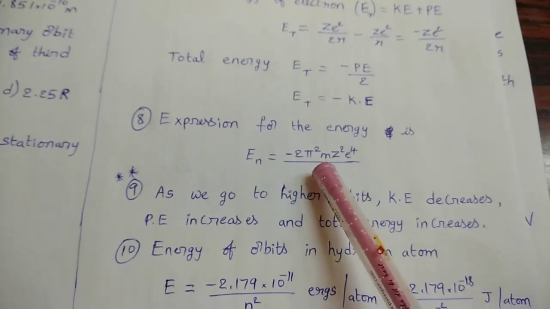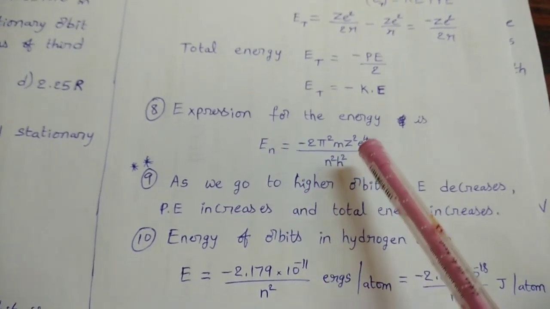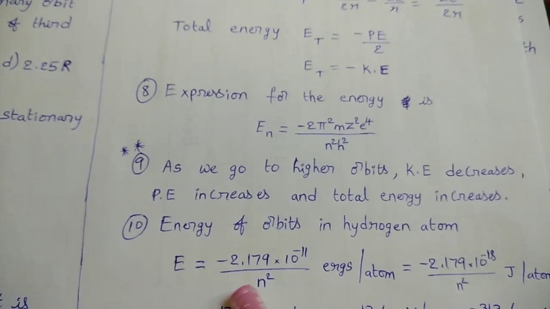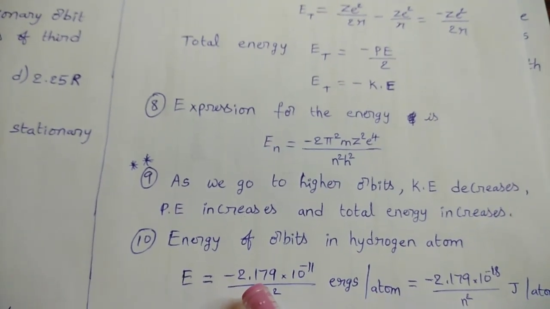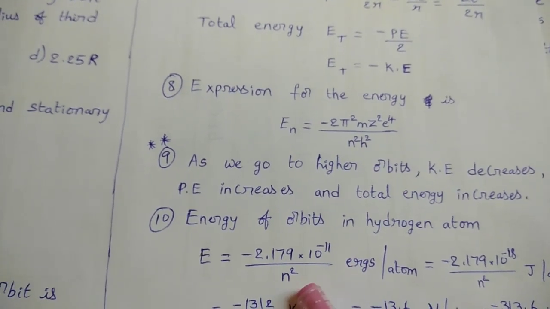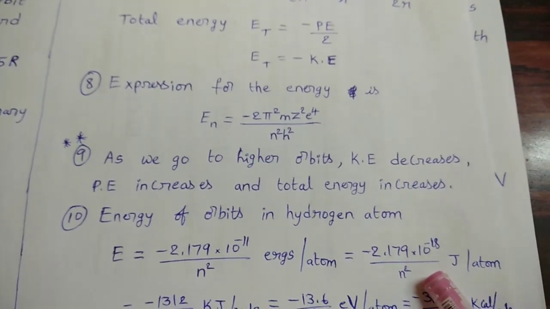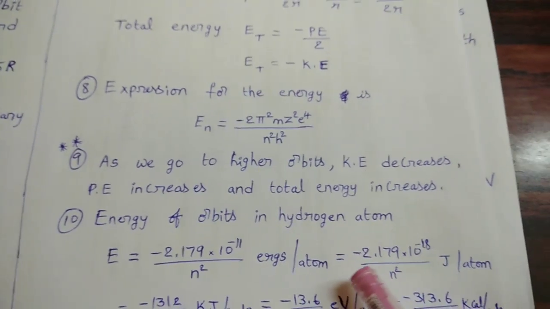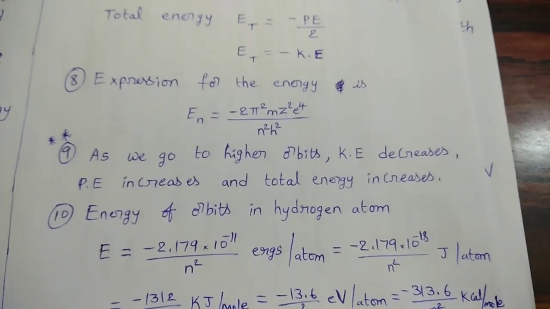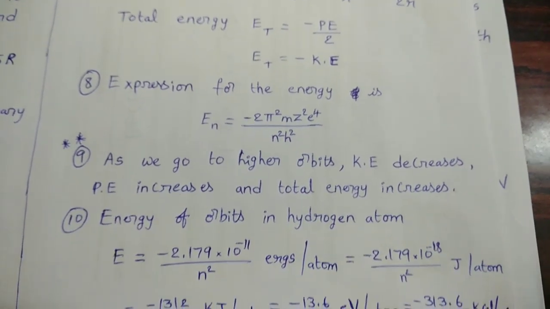By substituting m, e, h, pi, all these things, by doing calculation, the final expression we can get is minus 2.179 into 10 power minus 11 divided by n square ergs per atom. In terms of joules, this is the formula. This is the value, minus 2.179 into 10 power minus 18 divided by n square joule per atom.